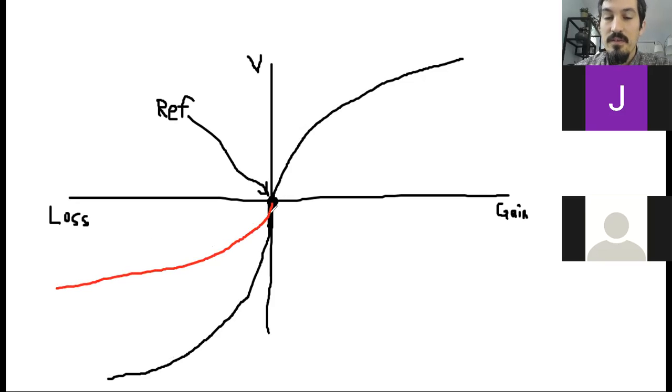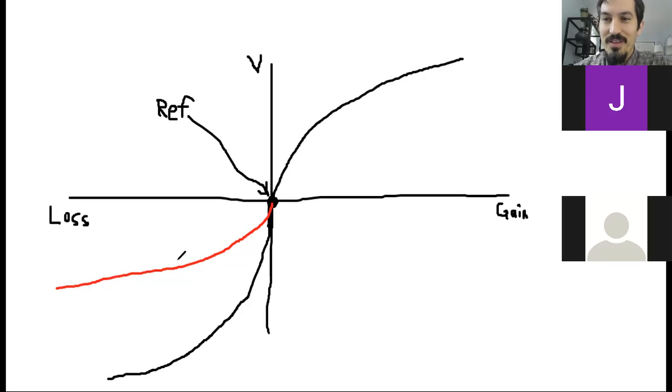If this red line were the true value function, you would actually think gains were more significant than losses. This would be the opposite of loss aversion. This would be loss tolerance. Like, I don't mind losses that much. I'm tolerant of my losses, if the red line were true. But notice the red line is still convex.